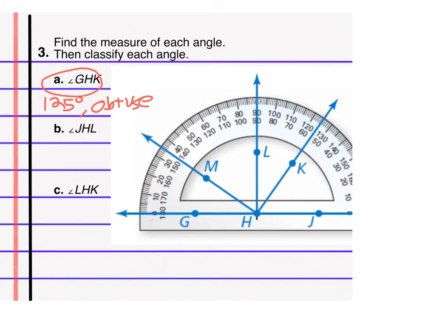For part B, we have angle JHL. JHL. So hopefully that is 90 degrees and right. And the last one, we have angle L. Let me erase all this. Angle L, H.